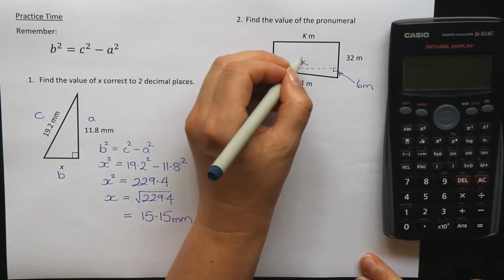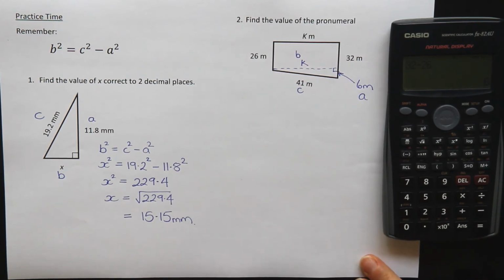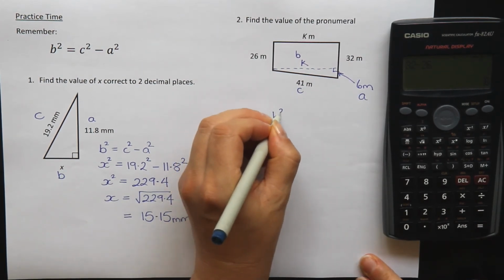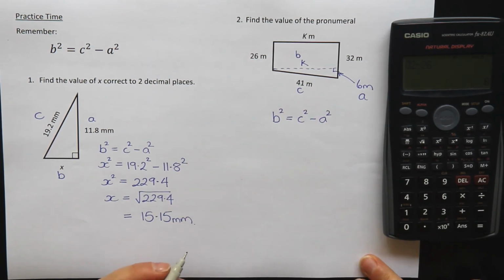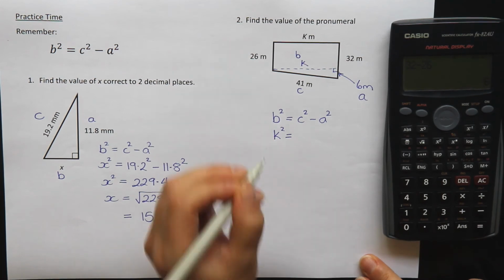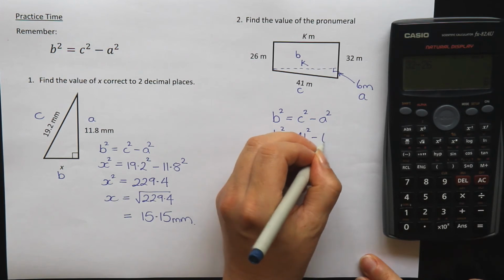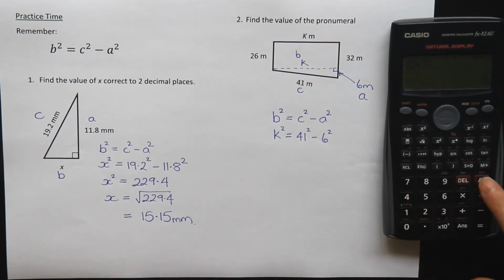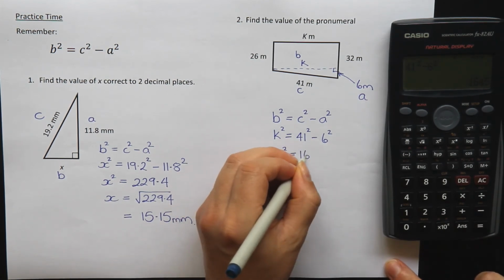Okay, so this, what we're trying to find, that's going to be the B. This will be the A. In our formula, I hope you keep writing the formula down because it really does help you memorize it. So B is the K that we're trying to find. K squared equals C, which is 41 squared, minus A, which is 6 squared. Type that in the calculator. 41 squared minus 6 squared equals, K squared is equal to 1,645.